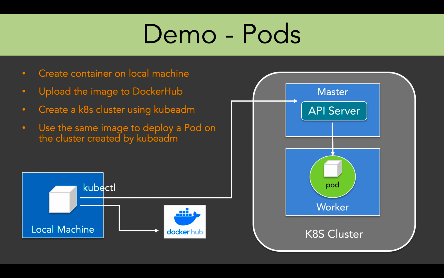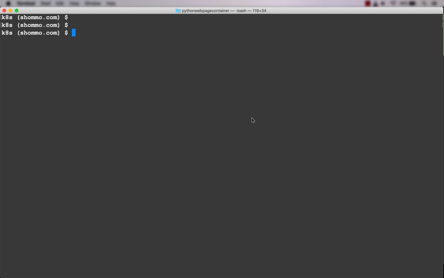Now let's start doing each of the steps one by one. The first thing that I would do is create a container on a local machine. This is my local machine, and in this directory I have a Dockerfile and a Python web program, first python-webpage.py and requirements.txt, and these are the same programs which you have already seen in the Docker demo.